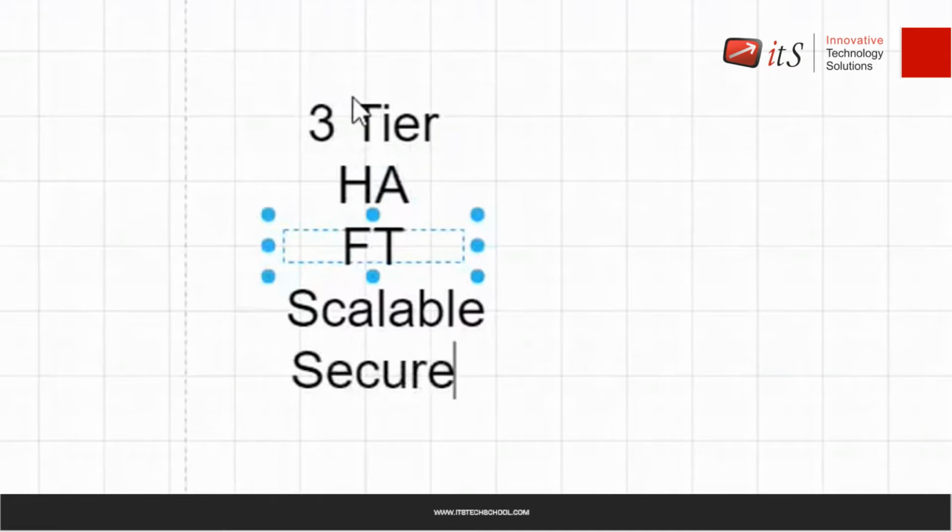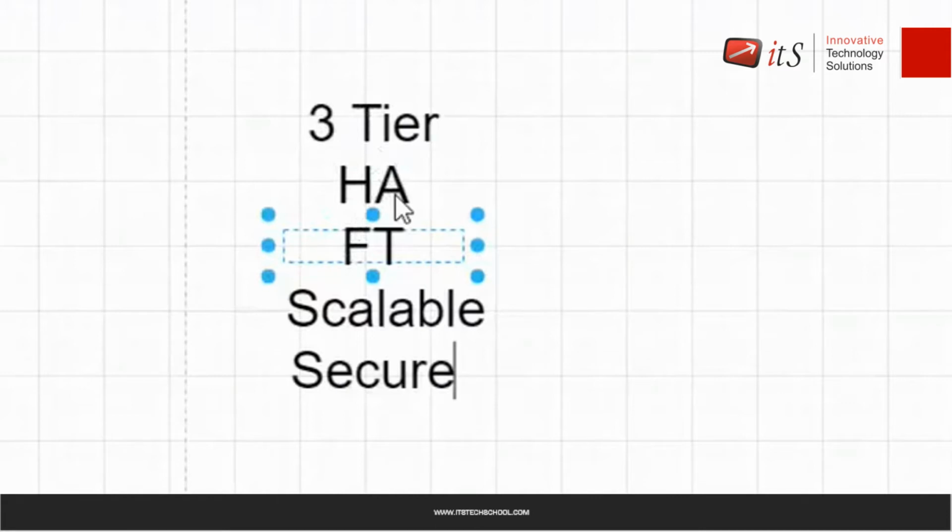So right now, we are just going to focus on the three-tier architecture. And in future videos, we are going to focus on high availability, fault tolerance, scalability, and security. Then we are going to discuss what is high availability, what is fault tolerance, what is scalability. Now let's focus on the three-tier architecture.